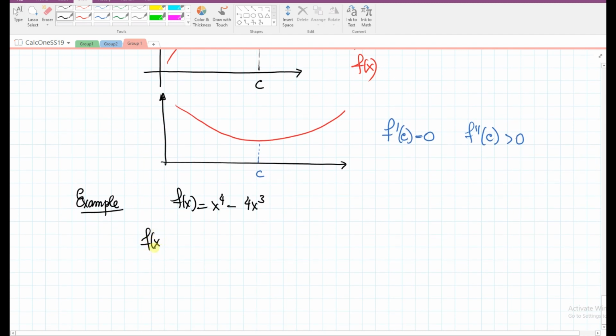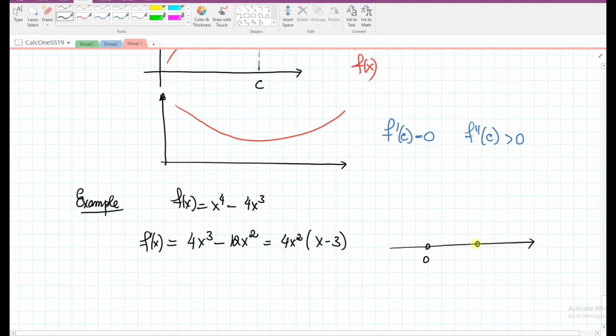So for f of x, I need to take the first derivative in order to know the regions where the function is increasing and decreasing, right? So this is equal to 4x cubed minus 12x squared. I can take 4x squared out of the brackets, and what is left inside is x minus 3. So I can know where the function is decreasing and where it is increasing.